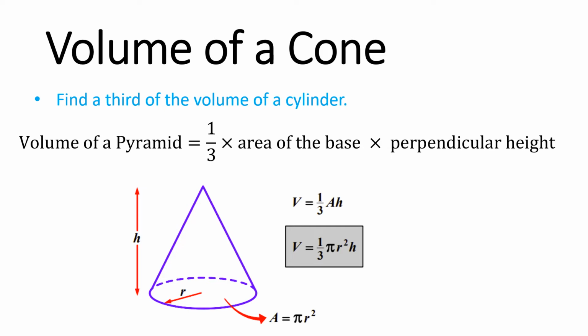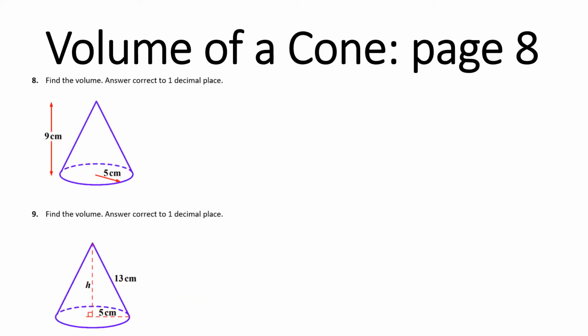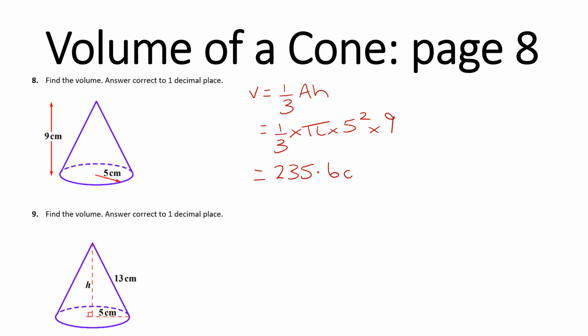Let's have a look at some examples. Here we have a cone with a radius of 5 centimetres and a perpendicular height of 9 centimetres. So volume will equal a third area of the base times the height. Will equal a third times, now to get the area of the base, that's going to be pi times 5 squared. That'll give us the area of the circle on the base, and then we times it by the height of 9. So the volume will equal 235.6 centimetres cubed.